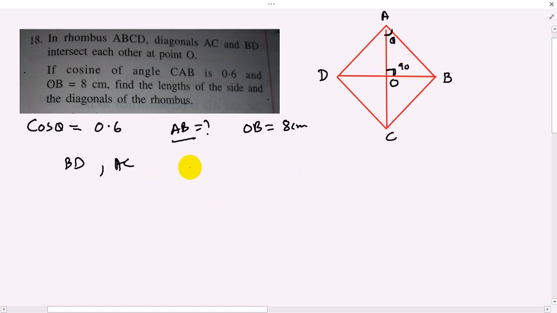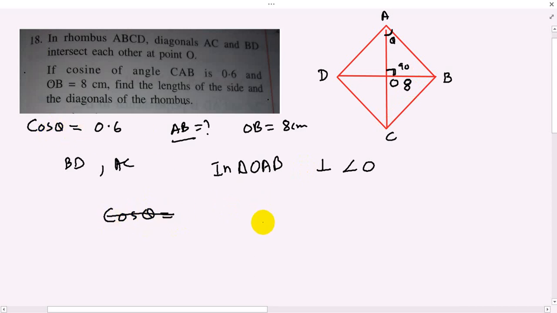And in triangle OAB, the right angle is at angle O. So we can apply the formula cos theta is equal to AO upon AB. Here OB is given as 8 centimeter, so we can't use the cos theta formula directly. Not an issue. Cos theta is given.